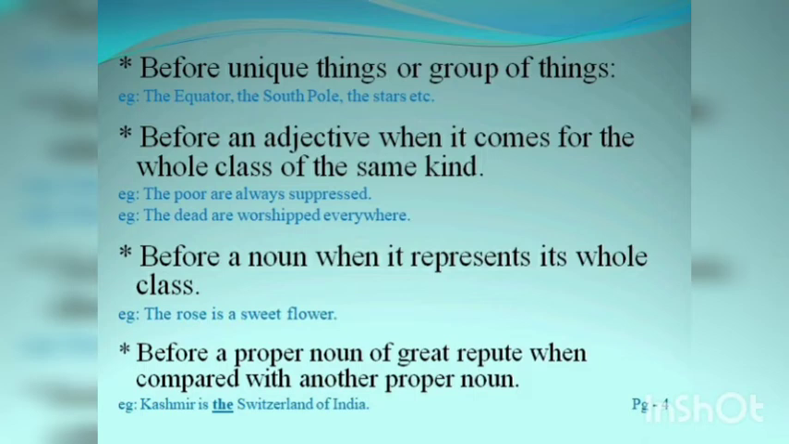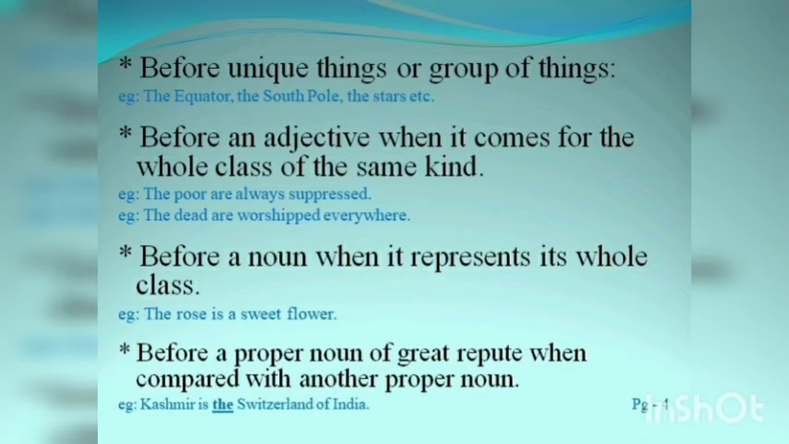For example, the equator. Equator is the only one of its kind, so before it we use 'the'. Next, the south pole. South pole is also the only one of its kind, so before it we use 'the'. Like the stars. Stars are although a group, but they are also unique.